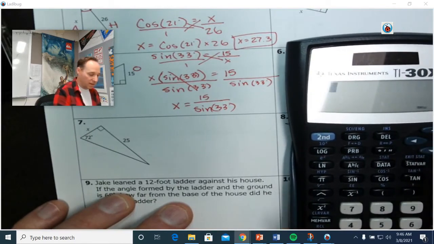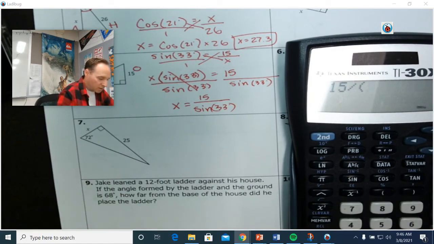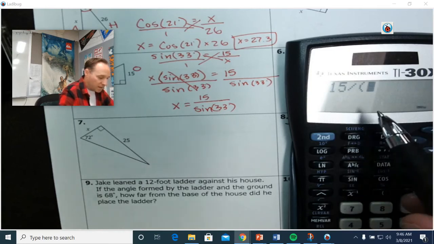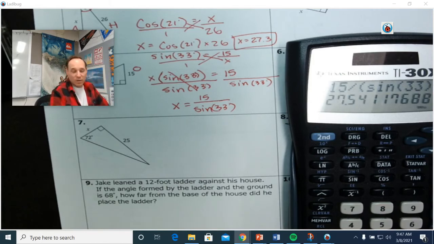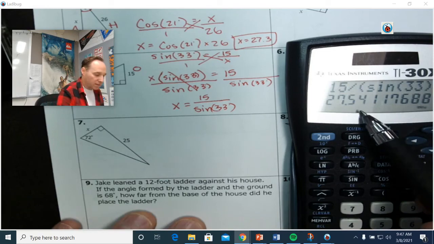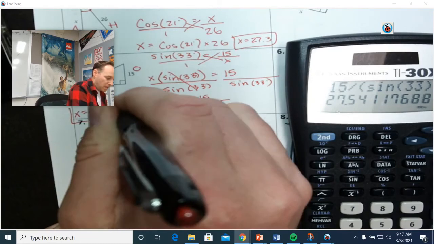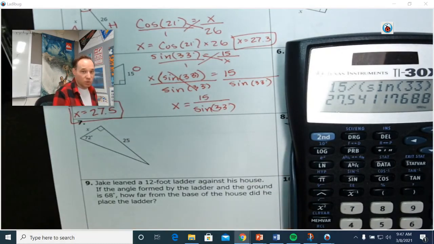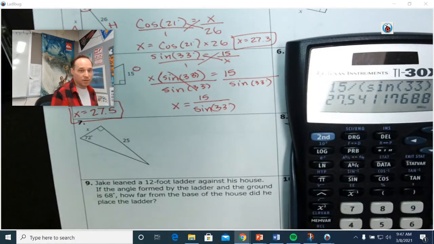And let's go ahead and do that. So I say 15 divided by, I like to put this in parentheses just because I want to make sure my calculator doesn't take 15 divided by the sine. So I like to do it as the whole thing, sine of 33 degrees, close those parentheses, and we get 27.54. This 4 makes that a 5, and we get x is equal to 27.5. So notice if we are solving our proportion correctly, once we get x by itself, we can just plug it into the calculator.